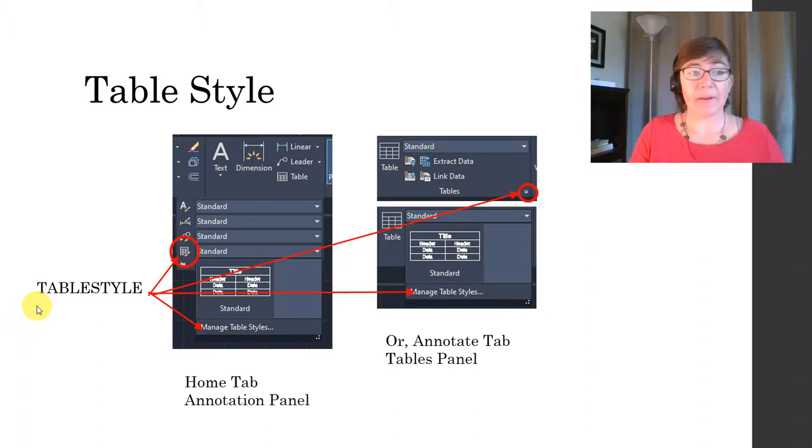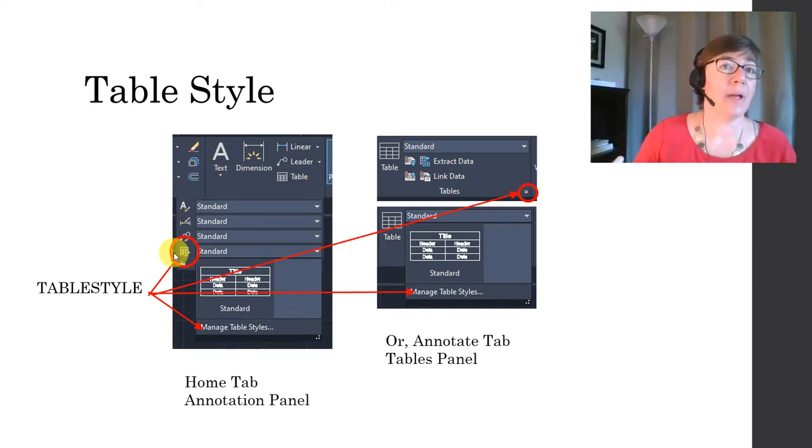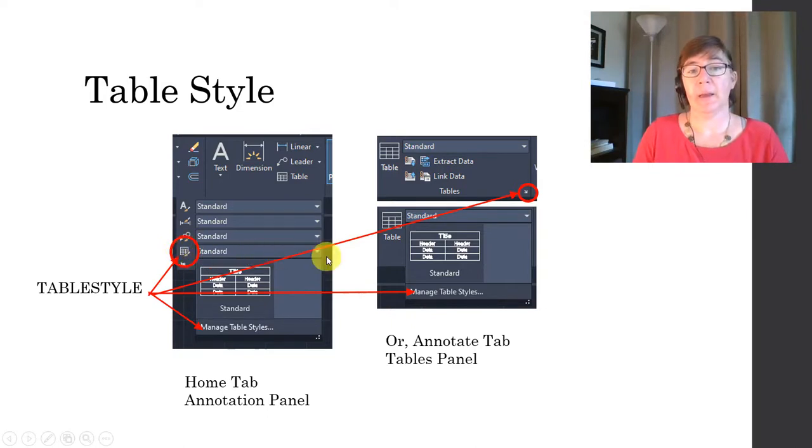There are several ways to get to the table style command if you prefer to use the menus. One is on the Home tab annotation panel. And once you pull that down, you can see this one right here. It looks like a little table with a paintbrush. All right. Or if you click on this arrow and pull that down, there is a Manage Table Styles option. If you're in the Annotate tab and on the Tables panel, there is a tiny arrow at the bottom right that will take you directly to the Table Style command.